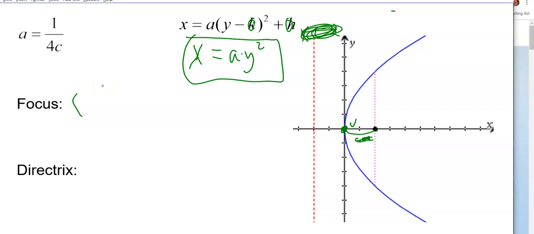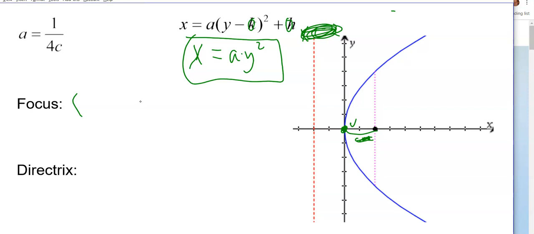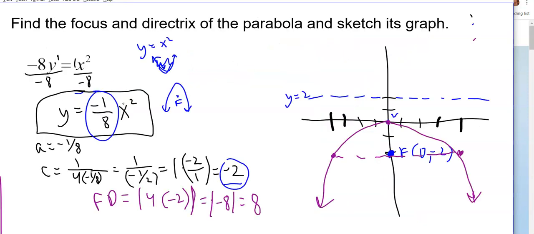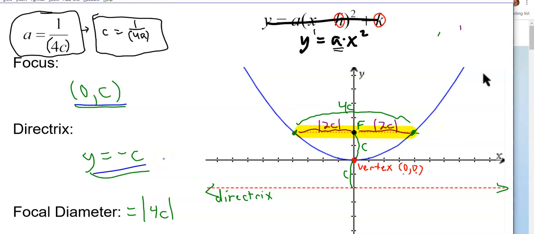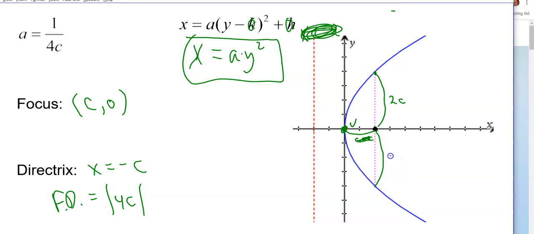If you look back at the formula for the other parabola, it was 0, C. This one's similar, except it's facing the other way. So instead of 0, C, it's going to be C, 0. The directrix was, for the other kind of parabola, y equals the opposite of C. But this one has a vertical directrix, so it's going to be x equals the opposite of C. Again, the focal diameter is the same. It is equal to the absolute value of 4C. I prefer to think of this as the absolute value of 2C, and this is the absolute value of 2C. Those two together make up the focal diameter of the absolute value of 4C.